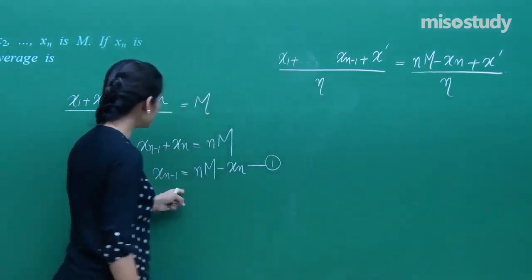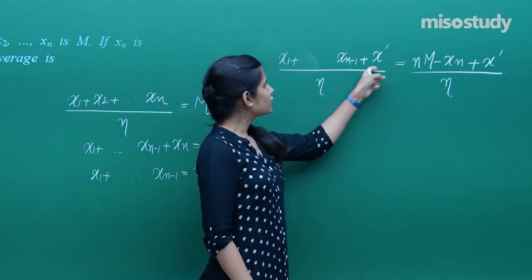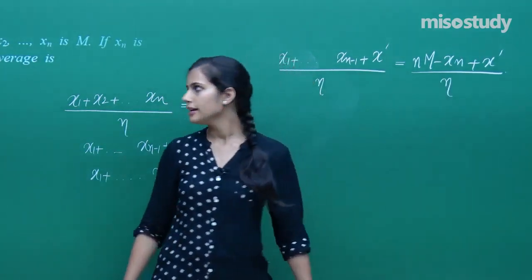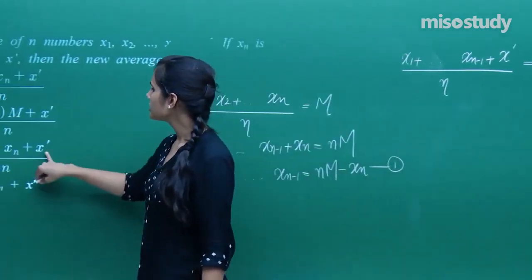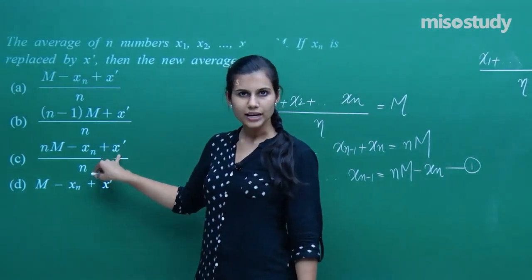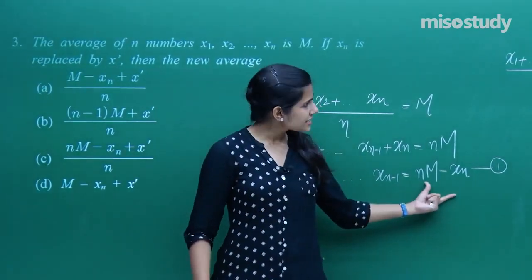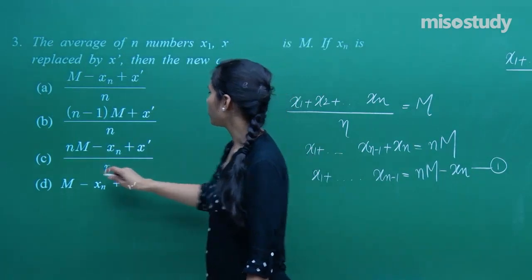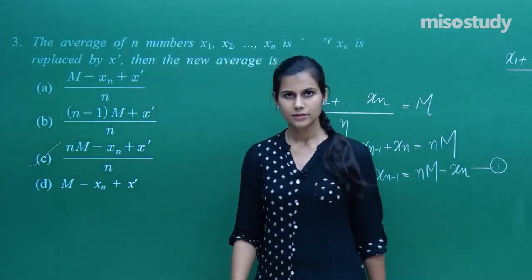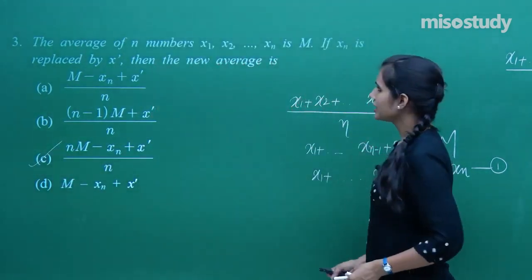Up till xn minus 1 the sum is this. Beyond it I just have plus x dash, whole upon n. And so the answer over here is nM minus xn plus x dash, whole upon n. Easy enough. Moving on to the next.